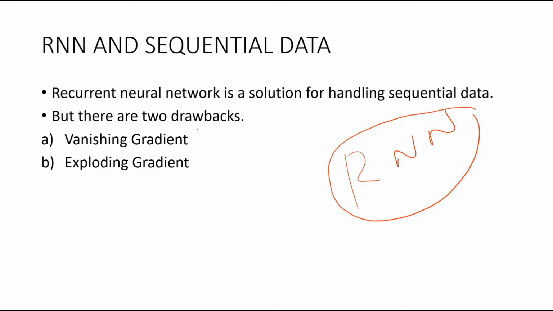But there are two drawbacks: vanishing gradient and exploding gradient. You can watch the videos on recurrent neural networks. There is a separate playlist for RNN, you can watch those videos. So these are the two drawbacks of RNN.